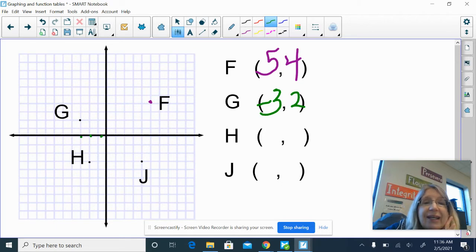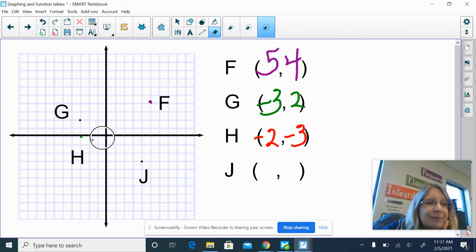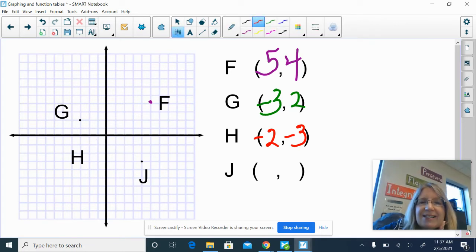H, so again from 0, 0, start on the 0, 0. Looks like we're going back 2, and down 1, 2, 3, down 3. So because I went back and down, they're both negatives. All right, and then J. Oops, I lost my H again. Sorry. Back 2, down 3.